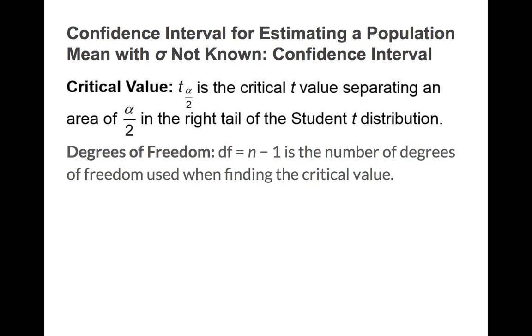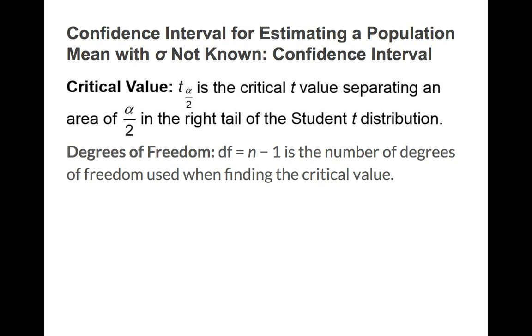So the first thing we need to do is find the critical value. And notice this is a t, not a z, but a t. The critical value t sub alpha over 2 is a critical t value separating an area of alpha over 2 in the right tail of the student t distribution. Degrees of freedom, df equals n minus 1.